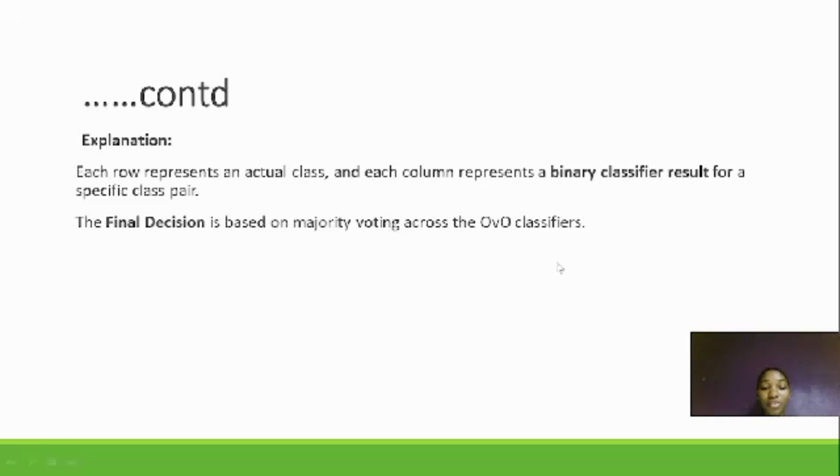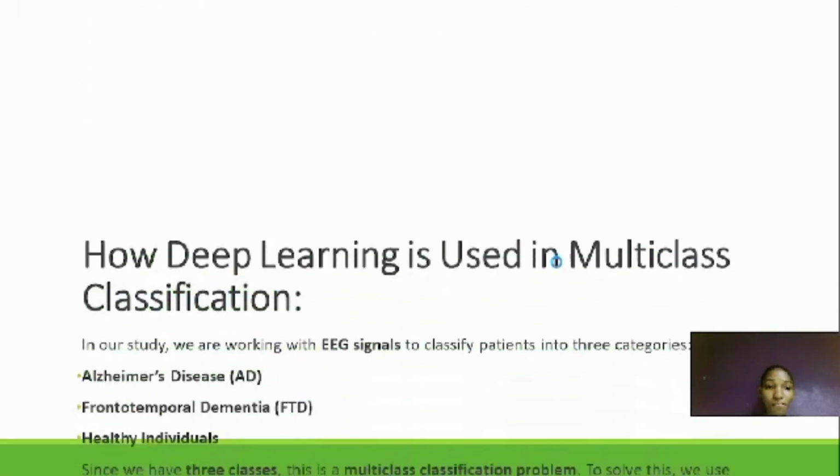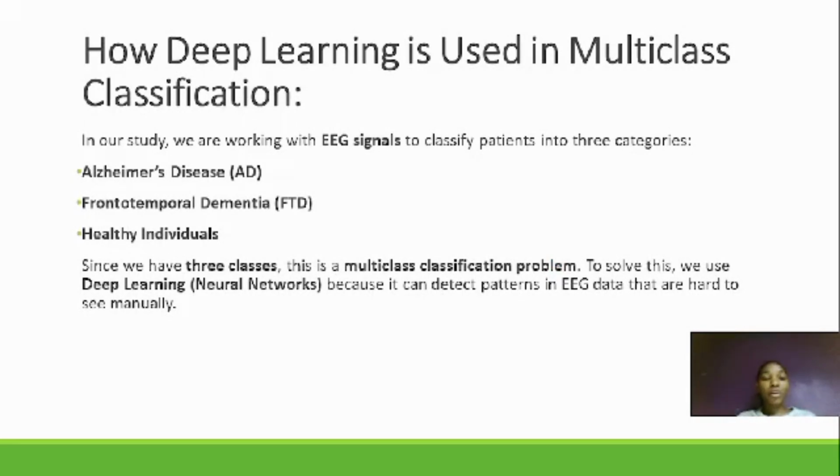So I'll go ahead with how deep learning is used in multi-class classification. For our study, we used EEG signals to classify between patients with the different categories of Alzheimer's, frontotemporal, and the healthy individuals. Deep learning is about neural networks. For our case, we have 3 classes, so that is obviously a multi-class classification problem. To solve this, we use deep learning, which involves neural networks, because it can detect patterns in the EEG data that are hard to see manually.